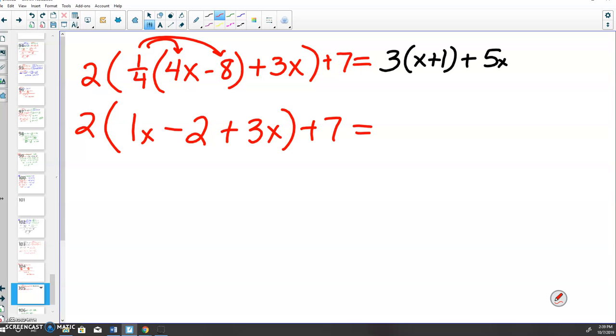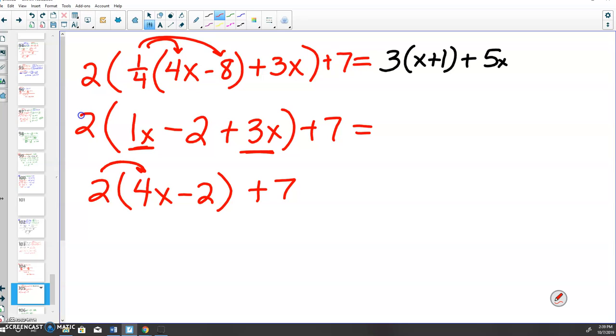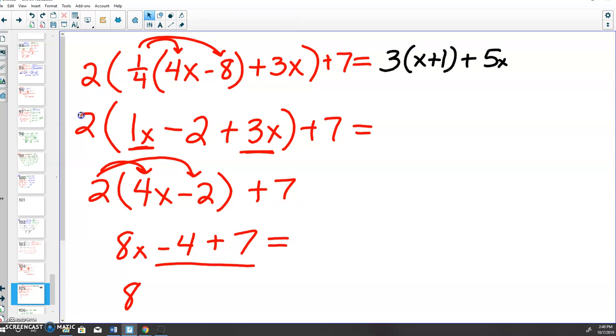Inside those parentheses, do you have any like terms? Yes. 1x and 3x, great job. What is 1x plus 3x? 4x. Minus 2, and then you have plus 7. You have the distributive property again, don't you? So what's 2 times 4? And there's x with it. What's 2 times negative 2? Now do you have any like terms? Yes. Negative 4 and 7. So what's negative 4 plus 7? So you solved that side.